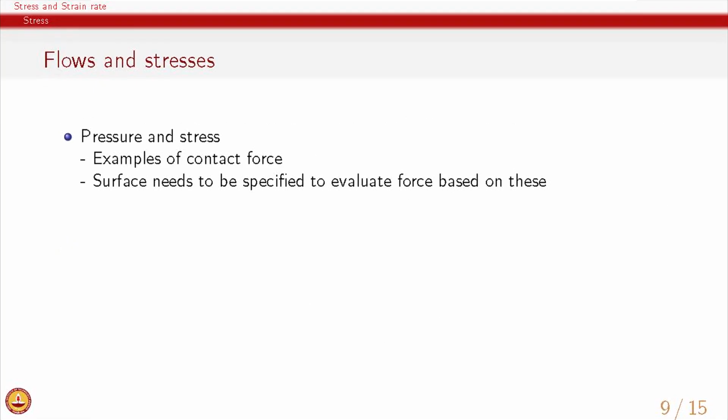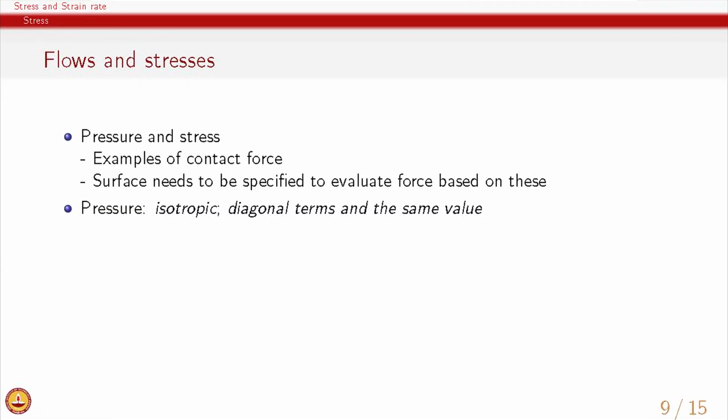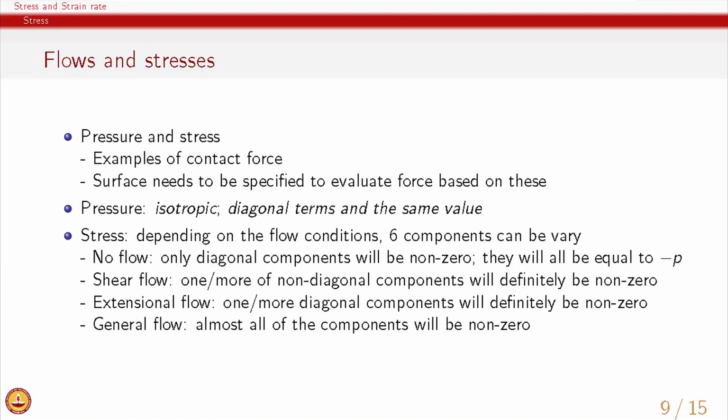So, with this basically we can summarize now that pressure and stress are both examples of contact forces. We need to specify a surface before we can specify the contact forces, and we evaluate them for the balance equation once we specify the surface. Pressure is again isotropic, they are diagonal terms and they are all of the same value. Stress on the other hand, depending on flow conditions, all 6 components can be non-zero.